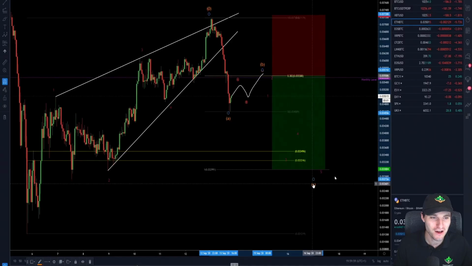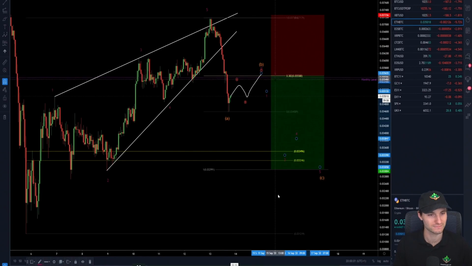I've already done a video on this, but nevertheless, this is obviously from the Champions live stream on Sunday, where we're looking for the move up to basically complete a 1, 2, 3, 4, 5 impulse wave up, then an A, B, C correction. And that was obviously looking for the B to complete and the C then to finish. And you can hear what I was saying on Sunday.